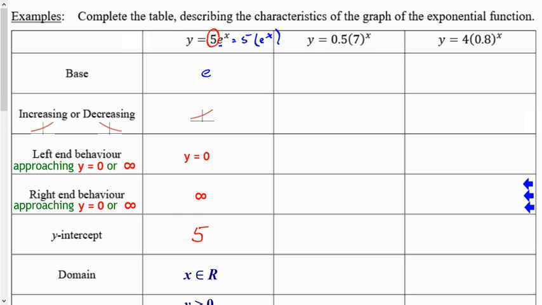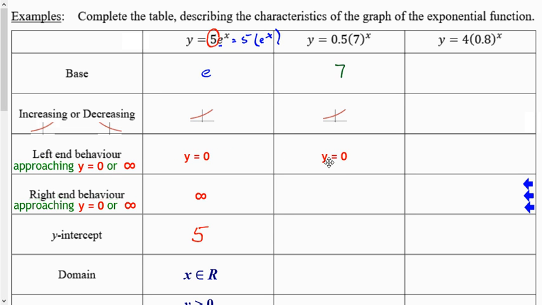Well, hopefully you've done these questions. So let me go through it. The base for this equation is the 7. Is the graph increasing or decreasing? Well, the base is bigger than 1, which means my graph will be increasing. The end behavior, well, again, because it's increasing, my graph will approach y equals 0, the asymptote, on the left, and it'll approach infinity on the right.